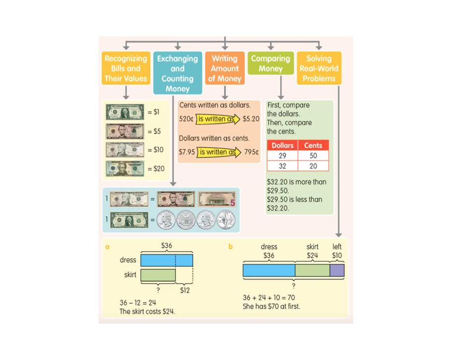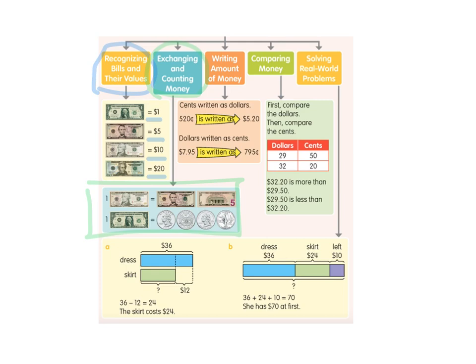In money, we learned 5 different things. First, we learned to recognize the bills and know their value. So we have a $1, a $5, a $10, and a $20 bill that we use the most regularly. Then we learned how to exchange and count money. So if you look down here in this box, this will remind you of the things that we learned. We can exchange bills for other bills. We can exchange bills for coins, as long as they're worth the same value.